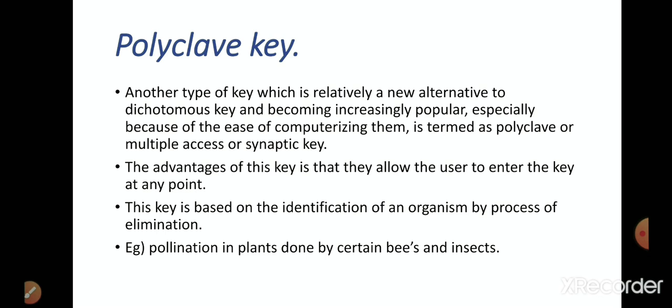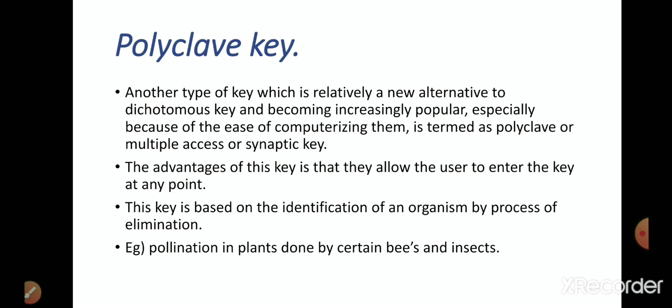Basically, the advantage of this key is that it allows the user to enter the key at any point. We can enter at any point or any class. Maybe we start from the kingdom, or maybe we click directly on species, so that we can easily find the organism which is unknown to us. We can easily find the organism by clicking on its morphological characters and find out what taxa it possesses. This key is based on the identification of organisms by the process of elimination.